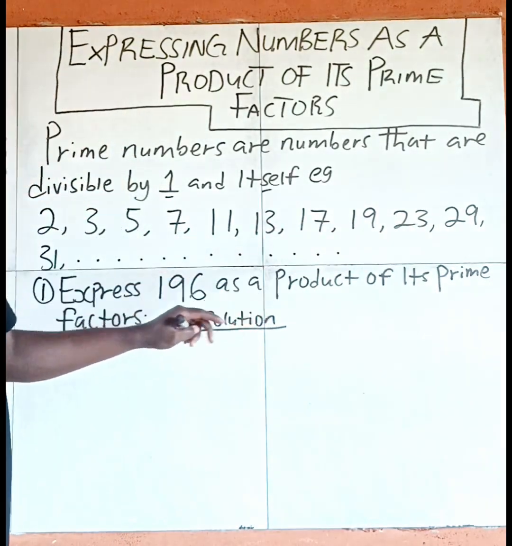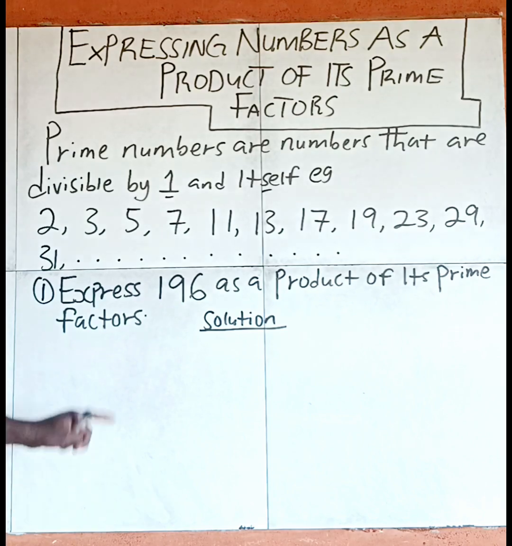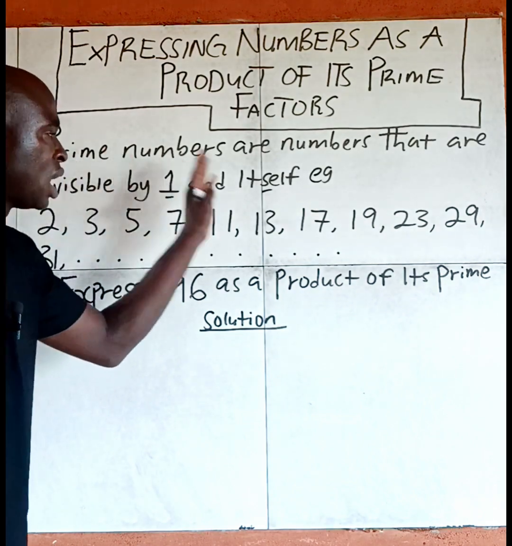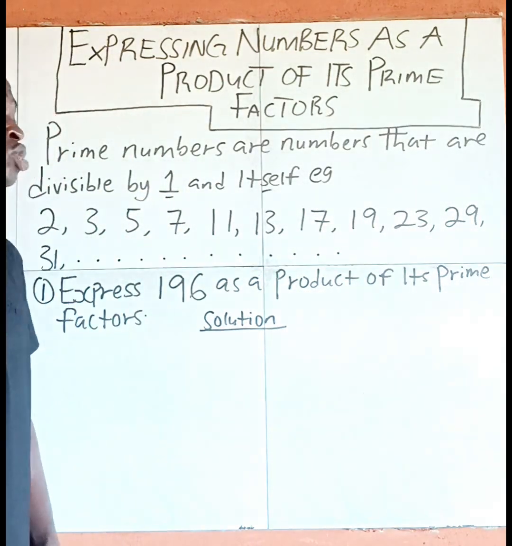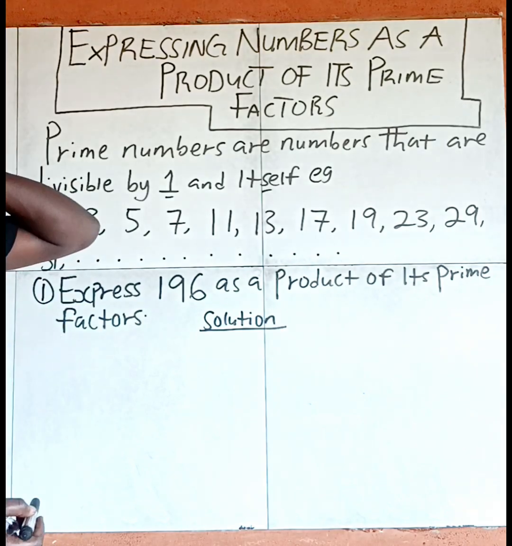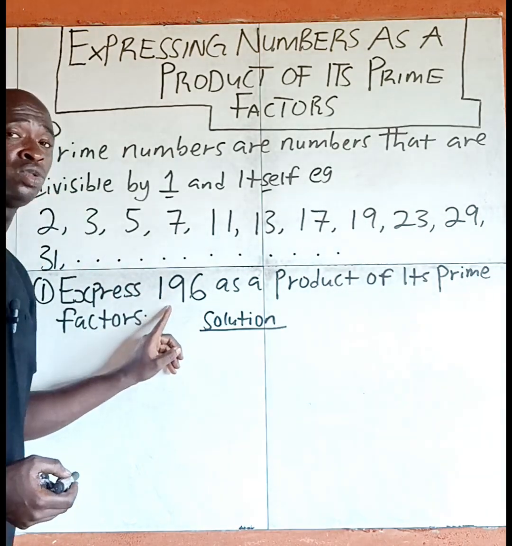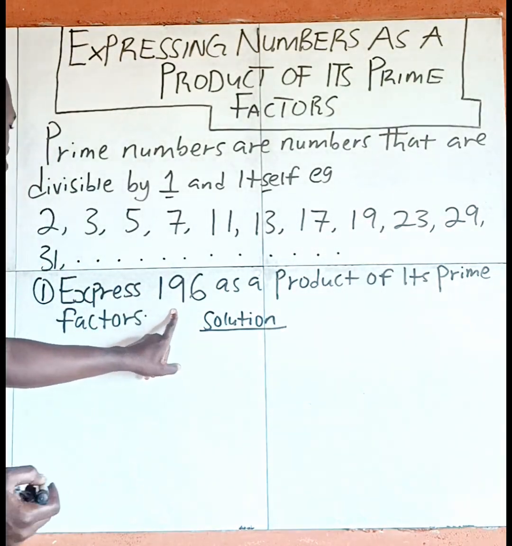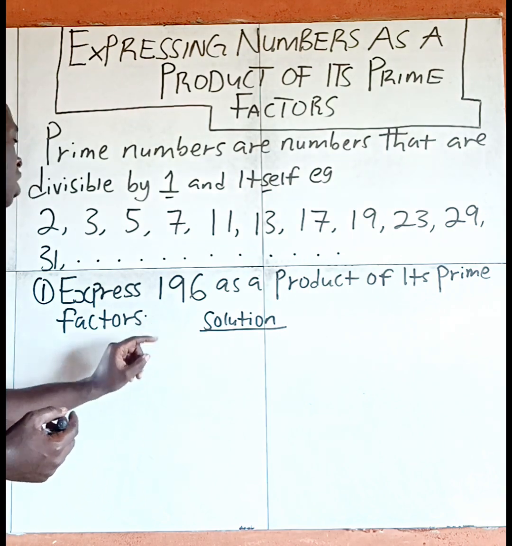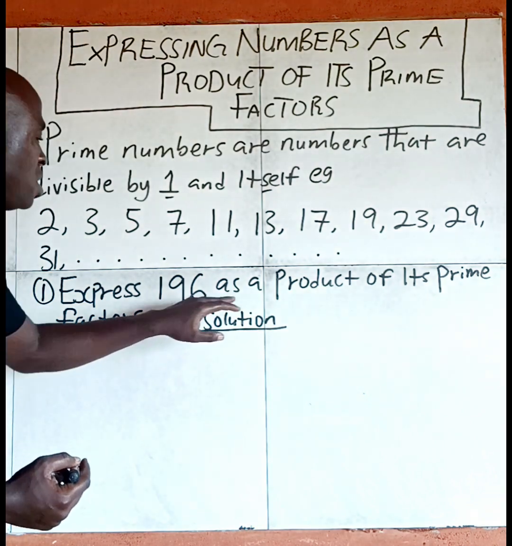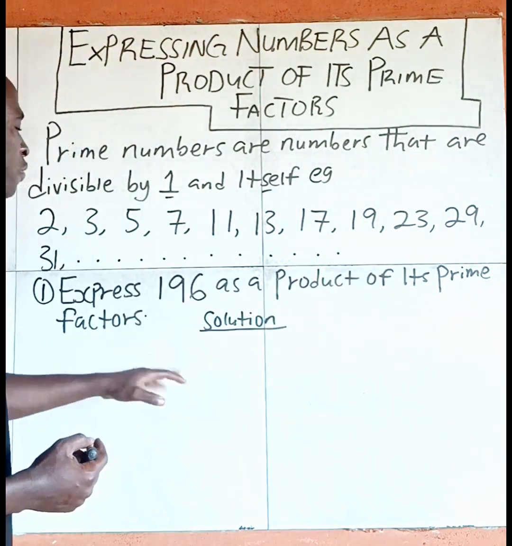It is enormous, and it is even more than this. You have 31, you have 37, and so on and so forth. Even 101 is also a prime number. Now, with that being said, this is question 14, 2010 of your BECE exam. The question says, express 196 as a product of its prime factors.